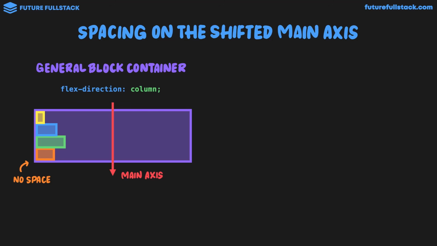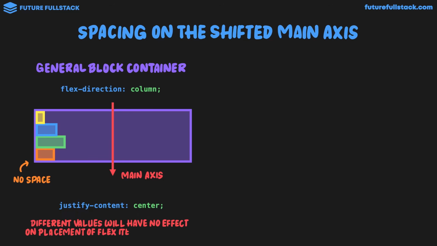So if we come and set a value like justify content center, different values will have no effect on placement of flex items as there is no space. Because there is no space along the main axis inside the flex container, setting any value on justify content will have no effect. Let's now compare this with a container with a set height.